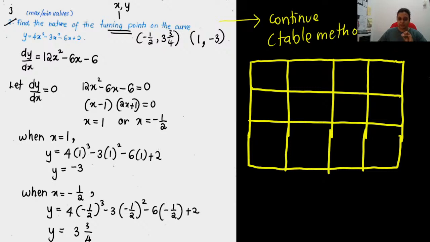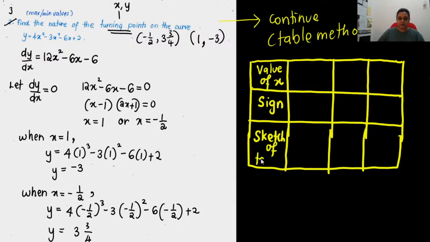Once you have created the columns and rows, the first column will be the value of x. The second column will be the sign. And then the third will be the sketch of the tangent. So teacher just writes sketch over here. Sketch of tangent is the fourth one.